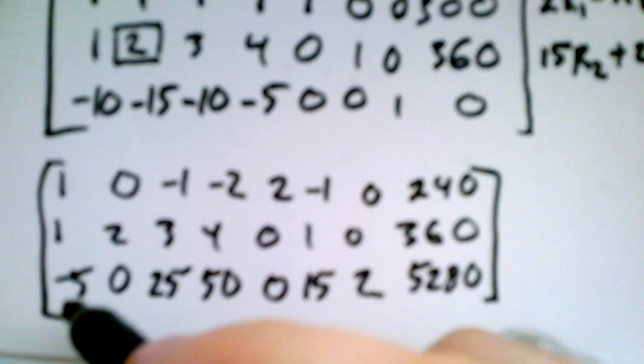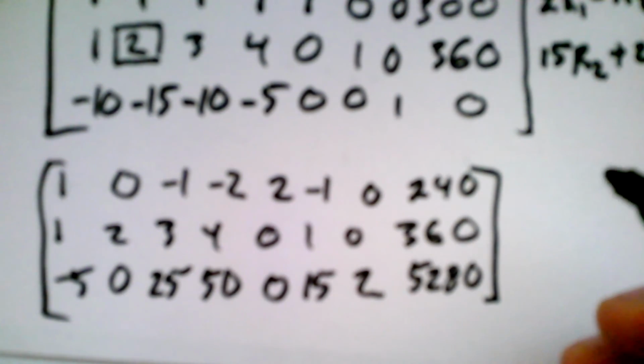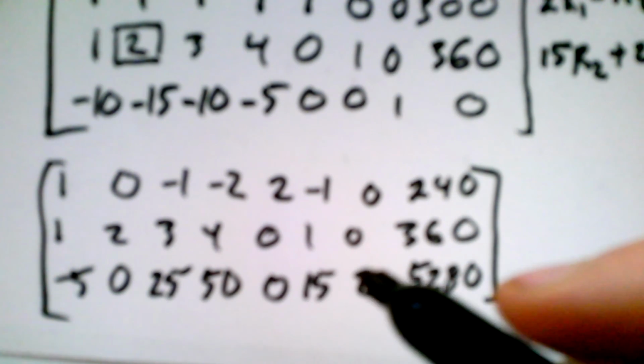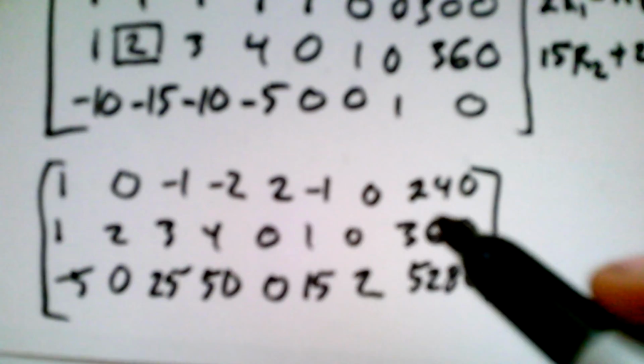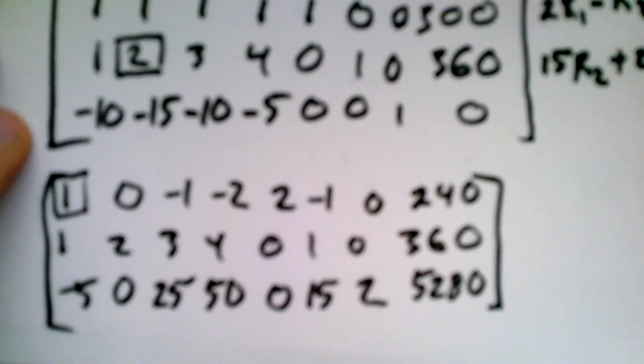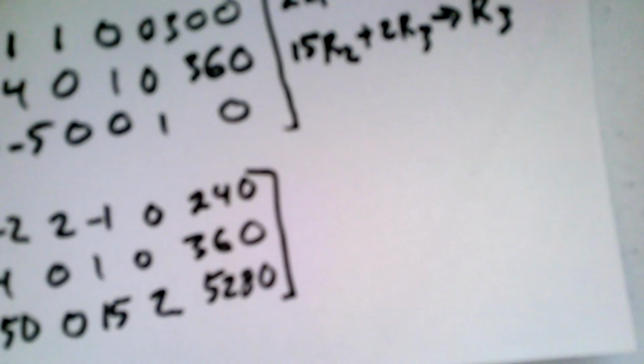From here, we only have the one negative term. It's this -5. So this is our pivot column. We need to find our pivot row. So we get 240 over 1 and 360 over 1. So our pivot is this top left 1 here. So the top row does not change, but the second row will. So our top row is 1, 0, -1, -2, 2, -1, 0, 240.